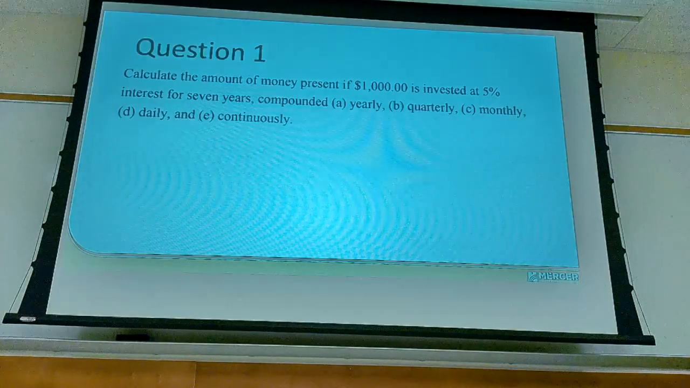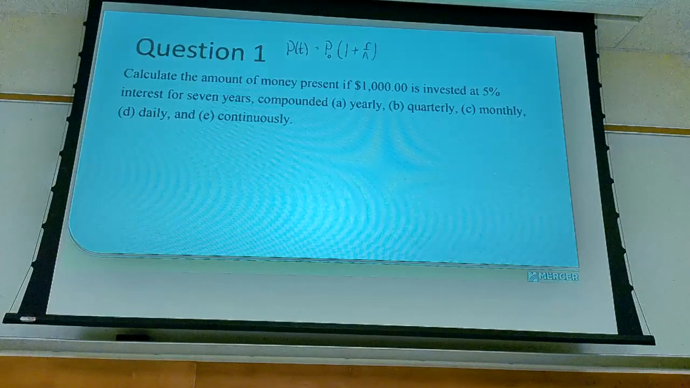Now again, remember the model for compound interest. A of t. I'm not going to use that because I'm not used to that. This is what I'm more used to. P of t is P naught times 1 plus r over n raised to the n times t. P naught is just your initial investment, in this case $1,000.